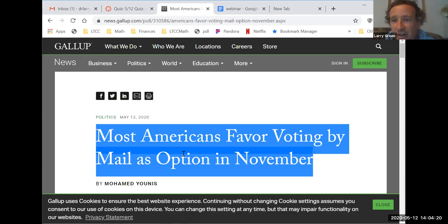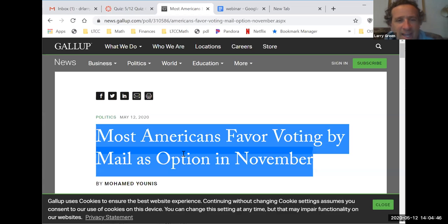So do they know for sure that most Americans favor voting by mail as an option? Okay, how do we know they don't know for sure? We've talked about this before. Yeah, they didn't ask me either. They didn't ask any. My guess, maybe I'm wrong, but did they ask any of you? Okay. Yeah, they definitely didn't ask everyone, so they can't know about most Americans.